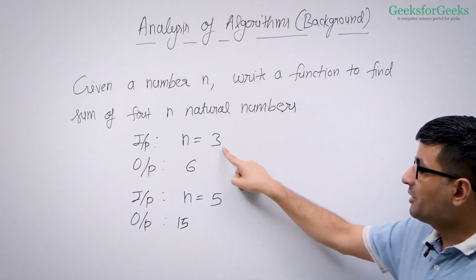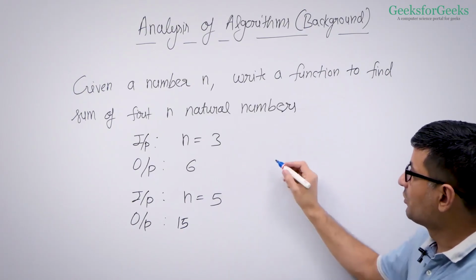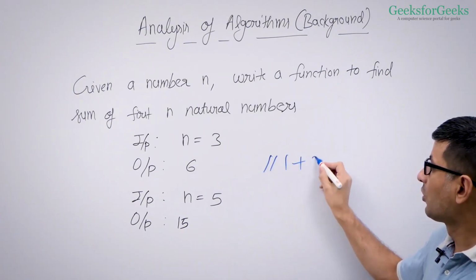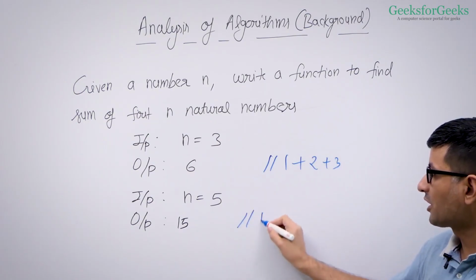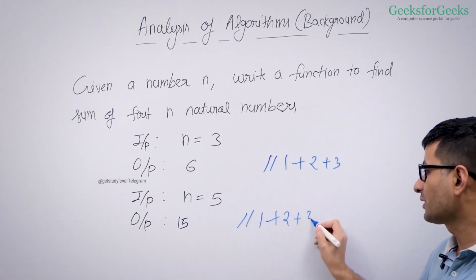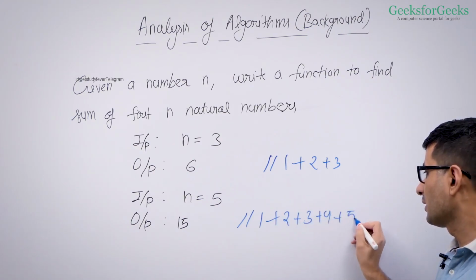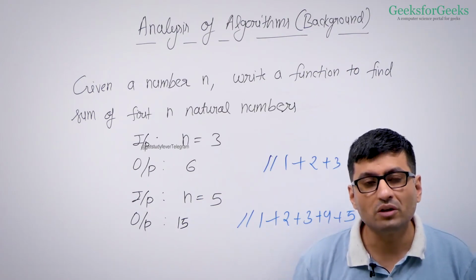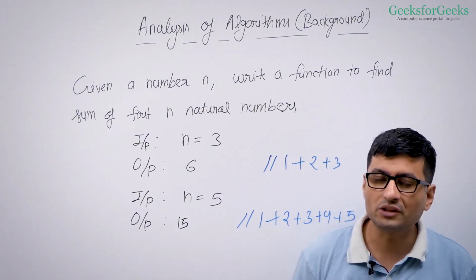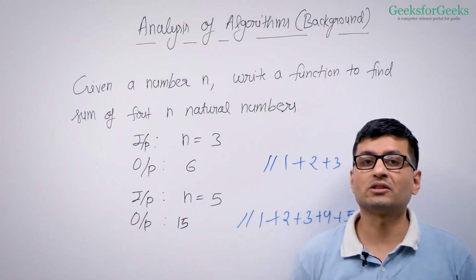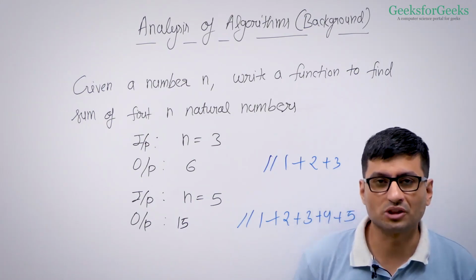So if n is 3, then your output is 6, which is the sum of 1, 2 and 3, right? First 3 natural numbers. Here the output is the sum of first 5 natural numbers. Please pause this video and try to write a function yourself in your favorite programming language, and then we are going to analyze all different types of solutions for this problem.